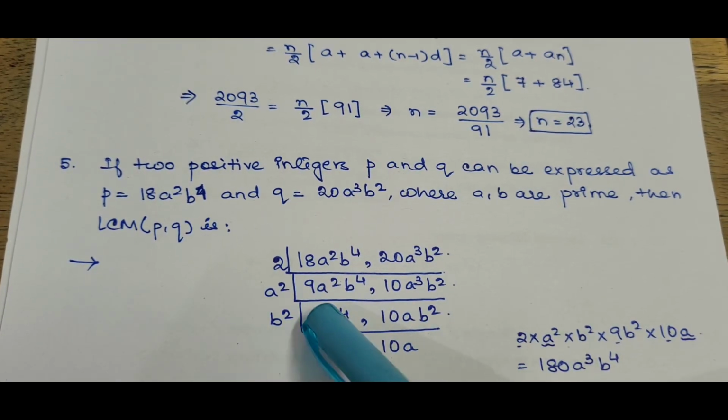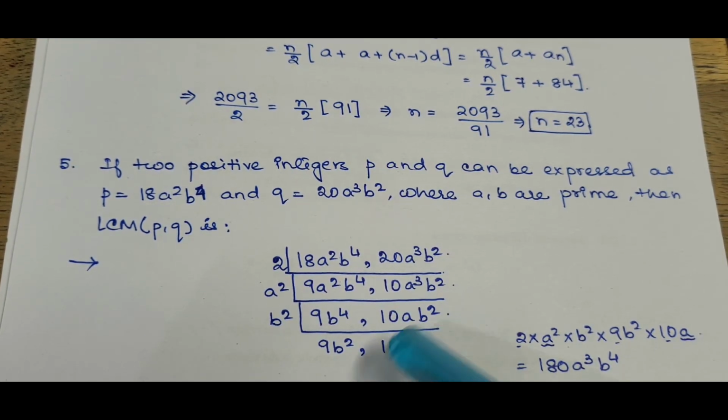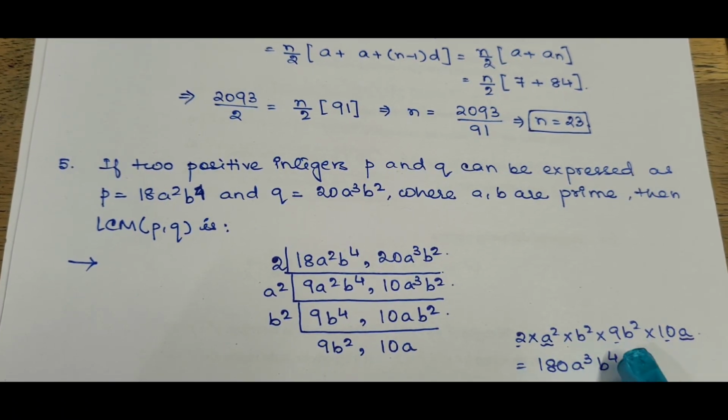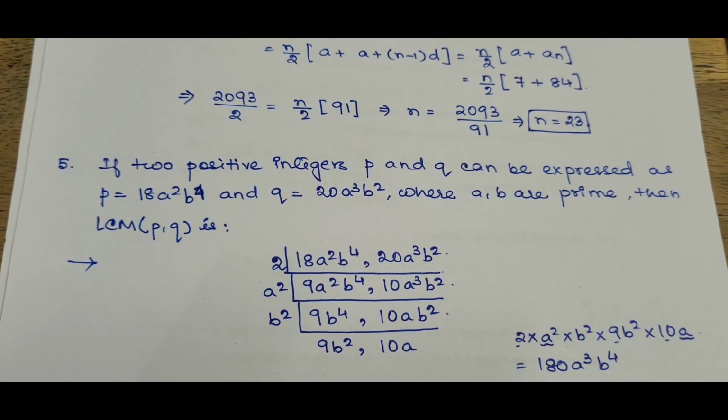Now the least common multiple of these two is again b square. So dividing this with the b square, we get 9b square, and dividing this with the b square, the b square gets cancelled out and we are left with 10a. So the LCM is 2 into a square into b square into 9b square into 10a. Now multiplying the integers, 2 into 9 into 10 gives 180. A square into this a gives a cube. B square into this b square gives b to the power 4. So it is 180 a cube into b to the power 4.